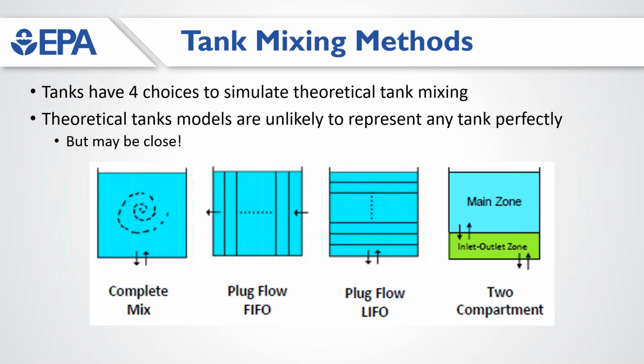There are 4 mixing model choices in EPANET. Completely mixed, of course, is quite commonly used. And two-compartment, which is on the right side of the slide. It has 2 zones: one is the inlet-outlet zone, and one is the main zone. Both zones are completely mixed. So the water will be drawn from the inlet-outlet zone first, then the main zone. And the other two are plug flow models: first in, first out, and last in, first out. So there are 4 types of model.